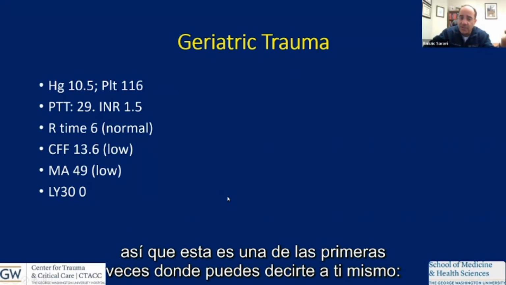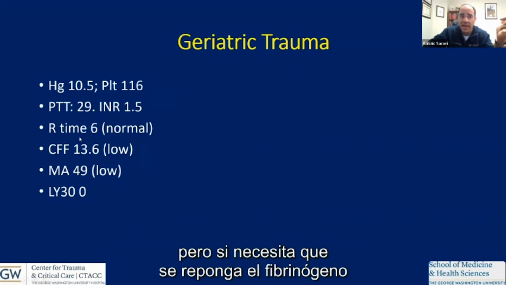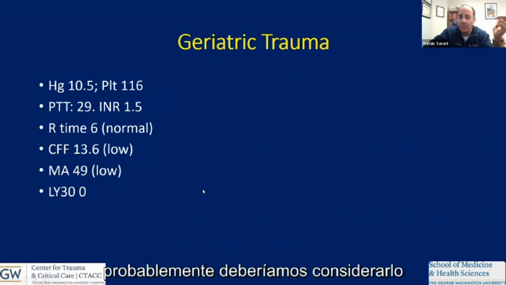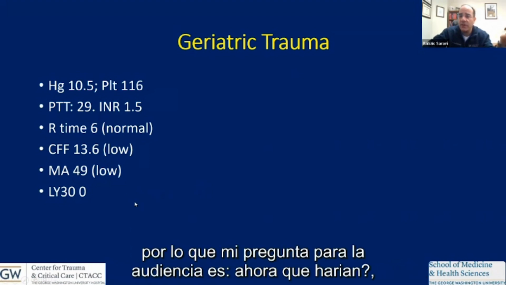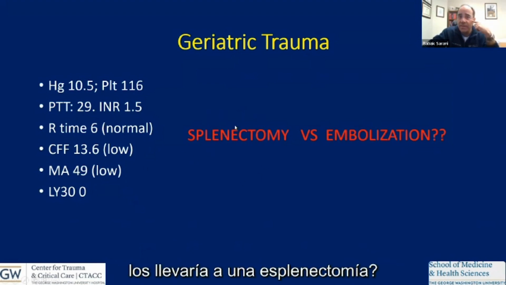So this is one of the first times where you can say to yourself, well, wait a second, maybe this person does not need a massive transfusion, but he does need to have the fibrinogen repleted, and the platelets are dysfunctional. We probably should consider giving the person a platelet transfusion. And so my question for the audience is, now what would you do? Given that the person is coagulopathic, would you take him for splenectomy or would you try embolization?